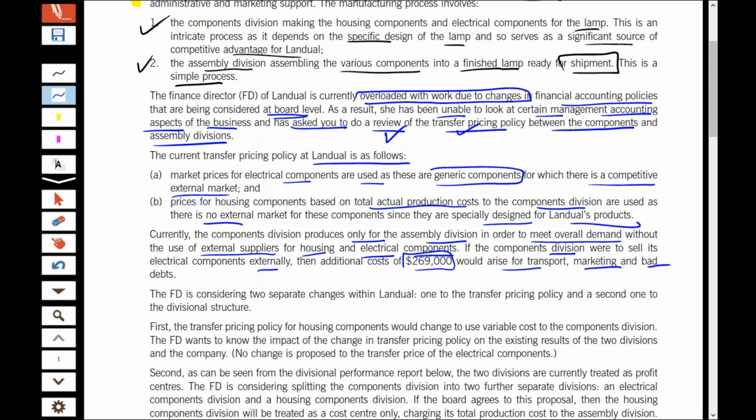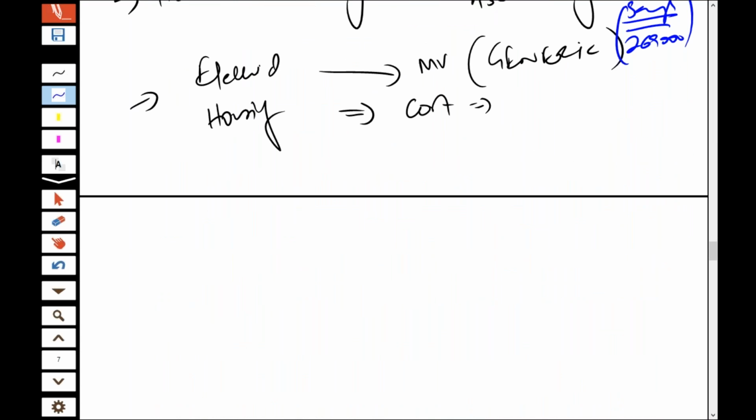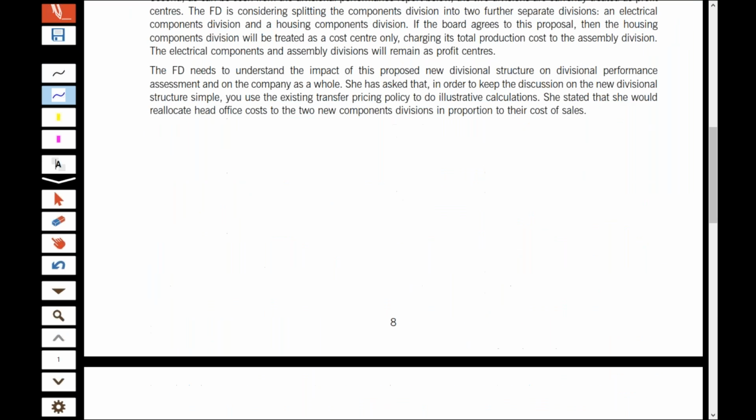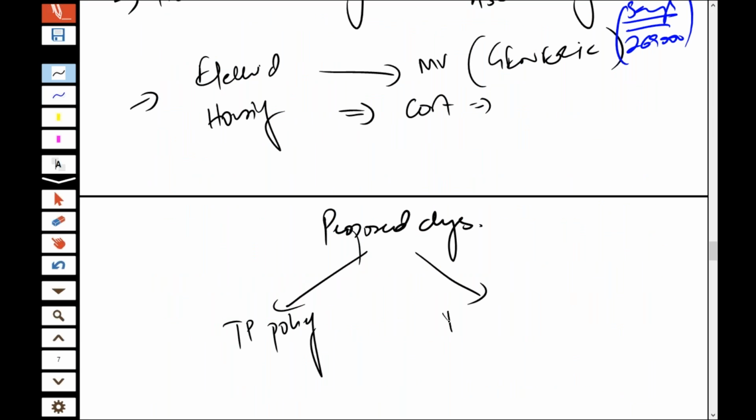What else is there? It says the FD is considering two separate changes within Landwell. One to the transfer pricing policy and a second one to the divisional structure. So there are proposed changes: one of them is for the transfer pricing policy, and the other is for the divisional structure.